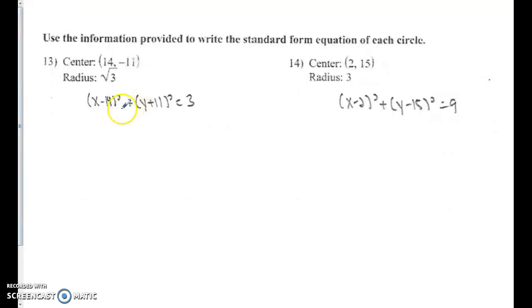Number 13, I got x minus 14 squared plus y plus 11 squared equals 3, because when I square the square root of 3, I get 3. Number 14, I got x minus 2 squared plus y minus 15 squared equals 9.